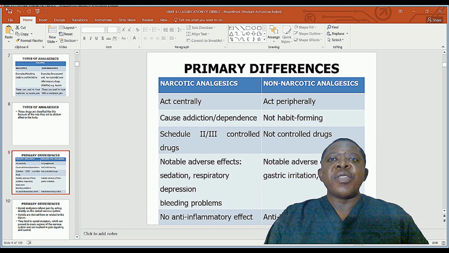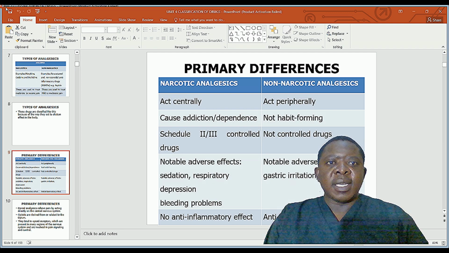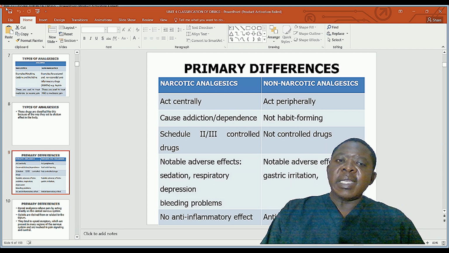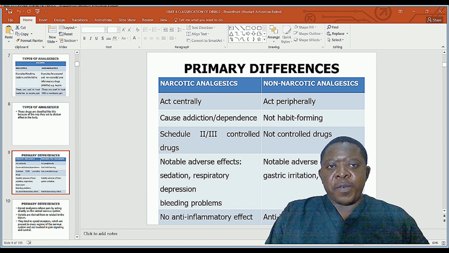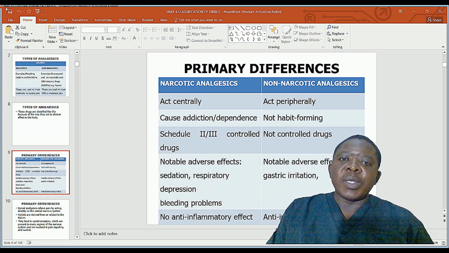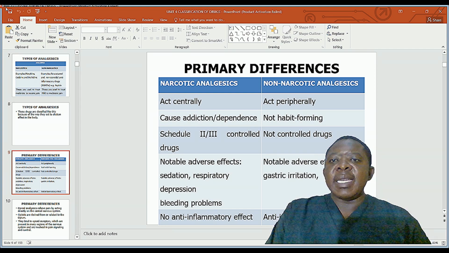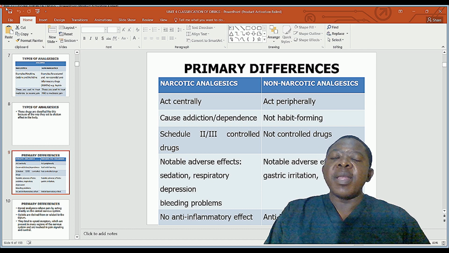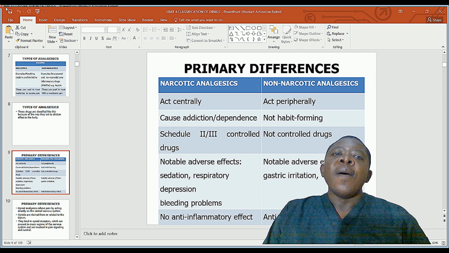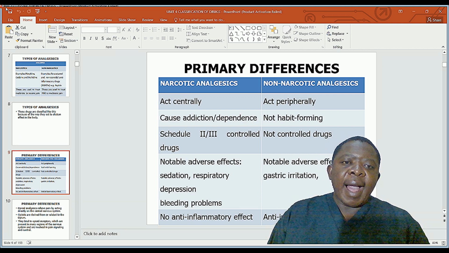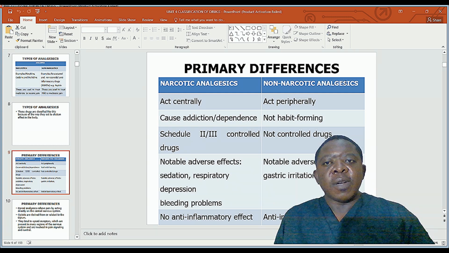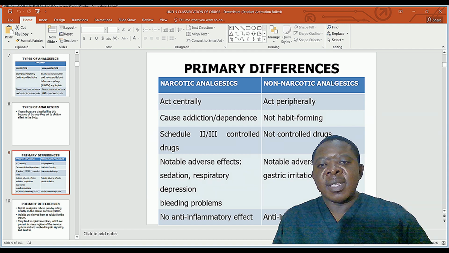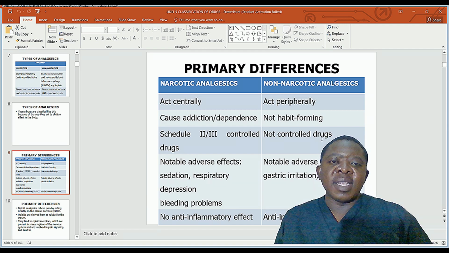So these are the primary differences between narcotic analgesics and non-narcotic analgesics. Narcotic analgesics act centrally, whilst non-narcotic analgesics may act peripherally. Narcotic analgesics may cause addiction or dependence, whilst non-narcotic analgesics may not cause habit forming. Narcotic analgesia are found under Schedule 2 and 3 of controlled drugs. Non-narcotic analgesics are not controlled drugs. They are what we call over-the-counter drugs that you can even just buy.